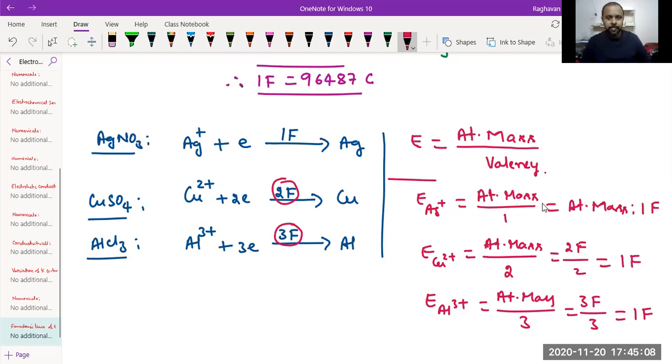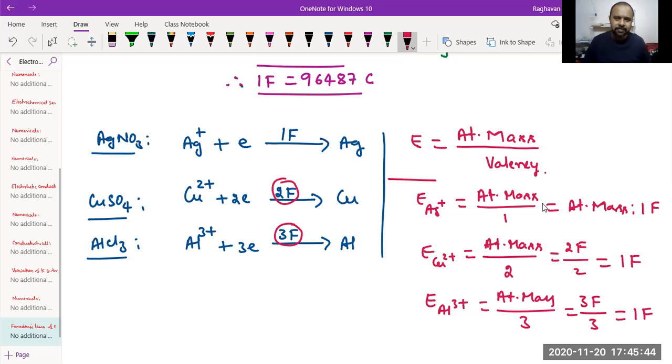If you pass 1 Faraday of electric current, that is 96,487 coulombs of charge, through any electrolyte solution, how much of the substance gets displaced? Not 1 mole, but 1 equivalent mass. 1 mole is 1 atomic mass. In the case of silver, 1 mole is 1 atomic mass and 1 equivalent mass, both are the same. But in copper, it is not so, no? 1 mole is 1 atomic mass, which is equal to 2 equivalent masses.